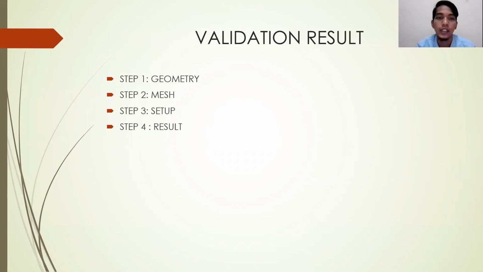For validation result, there are 4 steps. First is geometry, second is mesh, third is setup, and fourth result. Geometry is to create a geometry model for the flat plate. Meshing is to mesh the flat plate, and then setup includes all the parameters, and then fourth is result.